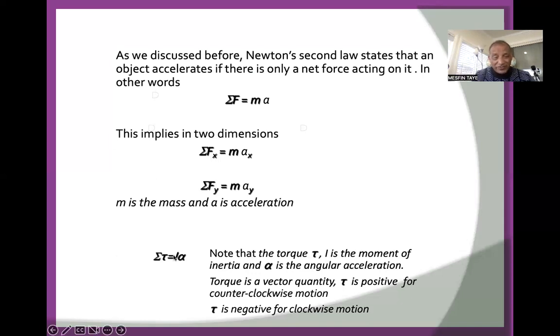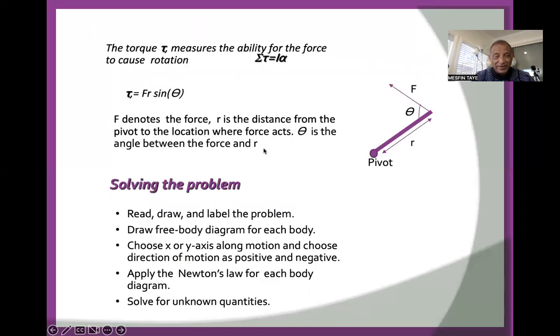But for circular motion, for a torque, if an object is moving counterclockwise, it is positive. When an object moves in the clockwise direction, the torque is negative. So this is Newton's second law. We're going to use this law to solve one particular problem. Very important problem. This is just an application of Newton's second law, okay?